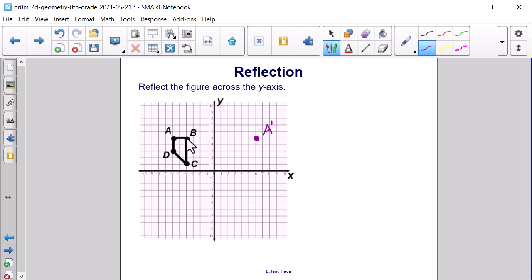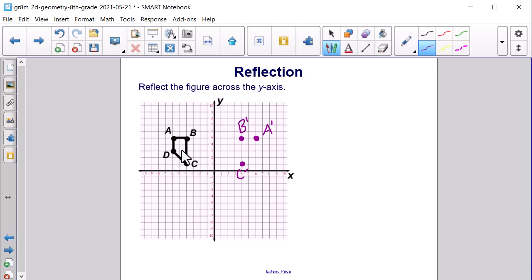Now let's look at point B. We have to go 1, 2, 3, 4 spaces to get to our line of reflection. So we have to go 4 in the same direction, continuing 1, 2, 3, 4. So here's where B prime is going to be. Now for C, we have to go 1, 2, 3, 4 units to get to the line of reflection. So we have to go another 4 units. 1, 2, 3, 4 to get our new point C prime.